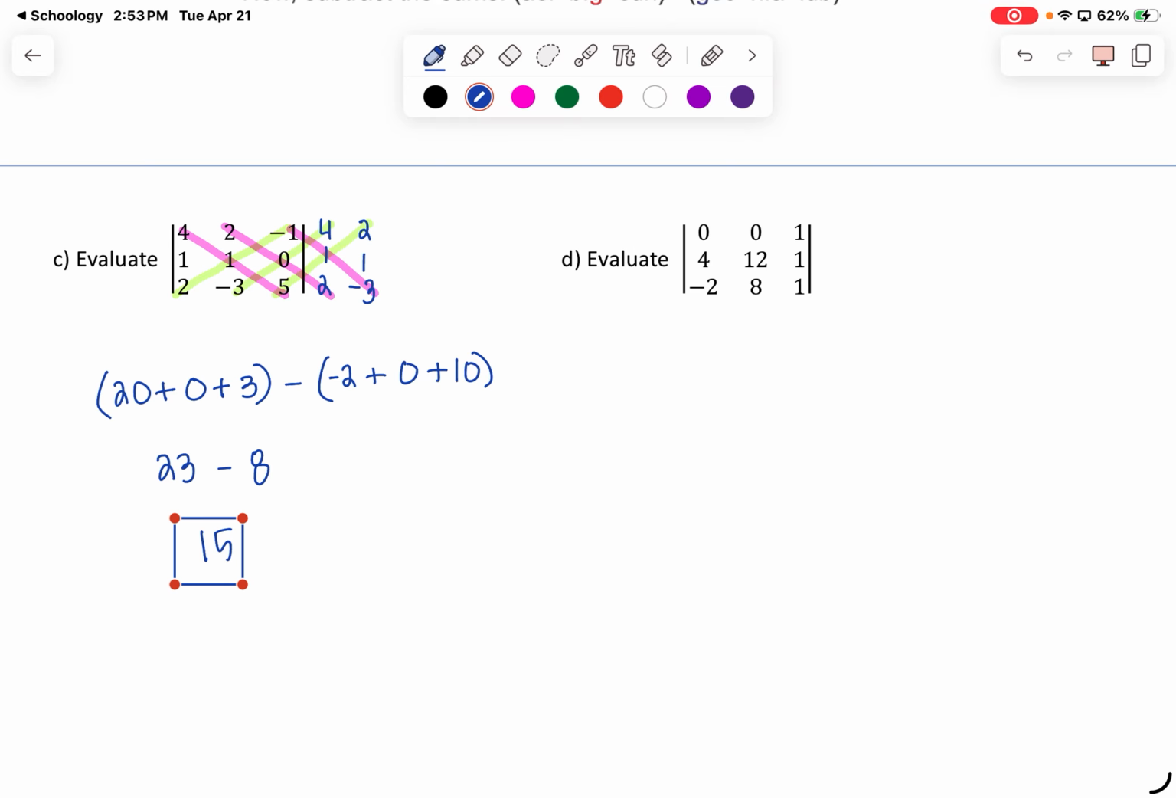Why don't you go ahead and pause the video and try the next one. You should have 0, 4, -2, 0, 12, 8. I'm gonna multiply these 3, and these 3. So I have 0 plus 0, and it's gonna say show your work every time so I know where your numbers came from, okay? 0 plus 0 plus 32. So 32 minus.